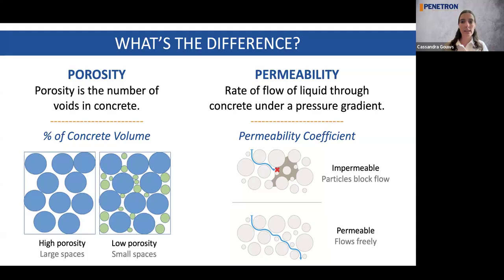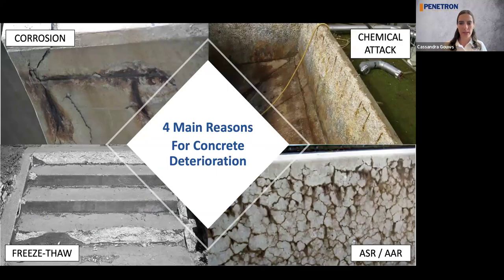Now this is interlinked with permeability. Now permeability is the rate of flow of liquid through concrete under a pressure gradient measured as the permeability coefficient. So what that really means is if water can flow through your concrete, so all of those air spaces are linked, then the water will leak all the way through. You will have a permeable material. That's the bottom right image. But if it's blocked by your cement paste and your water cannot get through, then you have impermeable concrete. So hopefully that makes a little bit more sense.